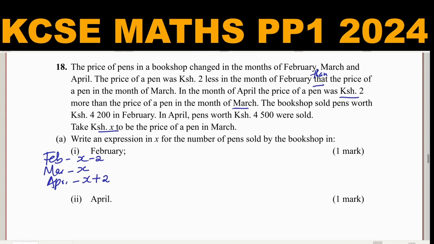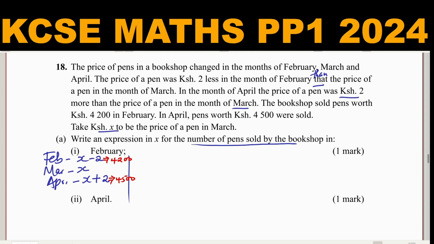Now what we should get is the expression in X for the number of pens. The question is the number of pens. Now what will help us to get the number of pens in February? We are already given in the other statement that the bookshop sold pens worth 4,200 in February, and in April 4,500. So this will help us to get the number of pens.